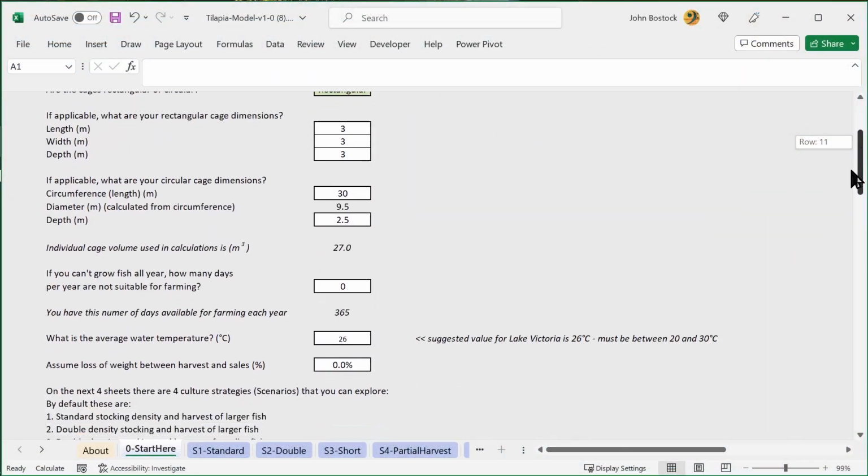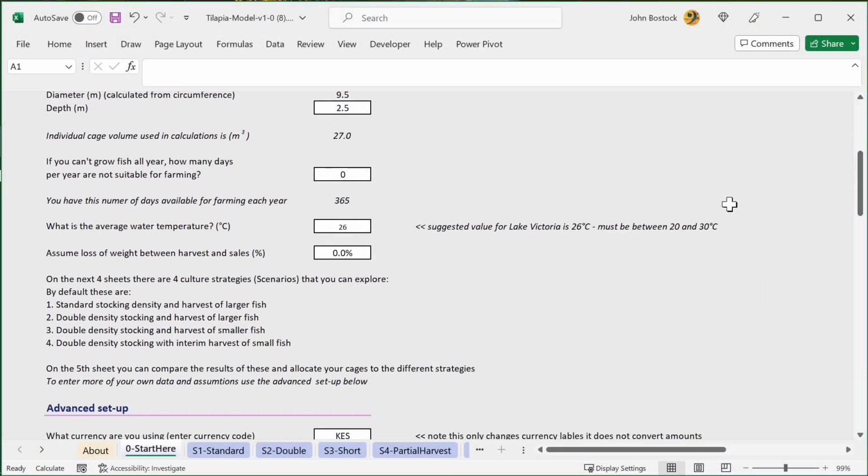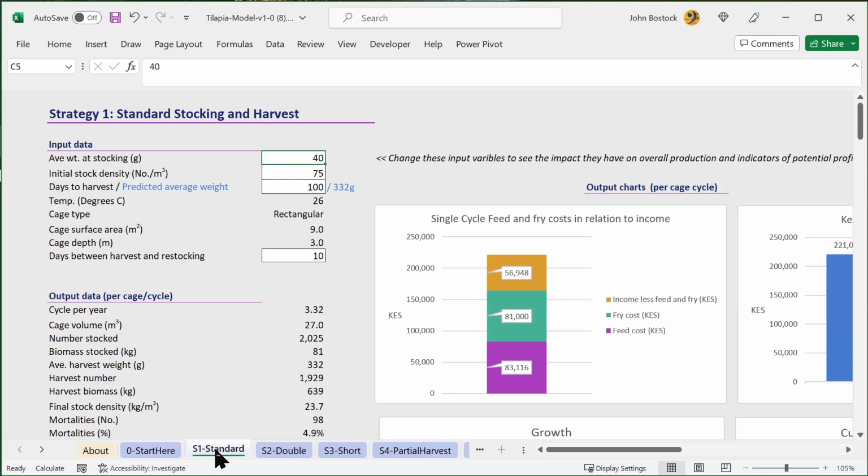In this third video, we look at how to set up the production strategies that you wish to compare. Go to the sheet S1-Standard to set up your standard culture plan. There are just 4 numbers here that you can change.